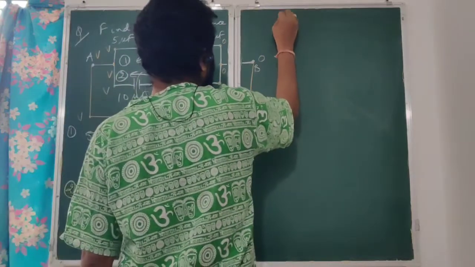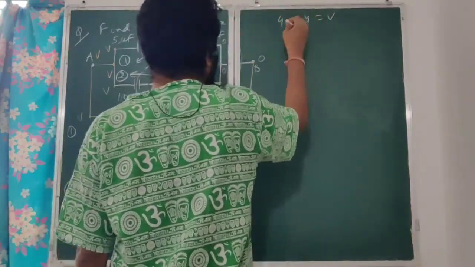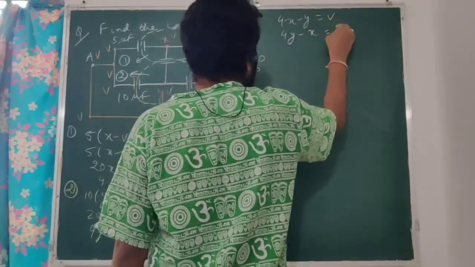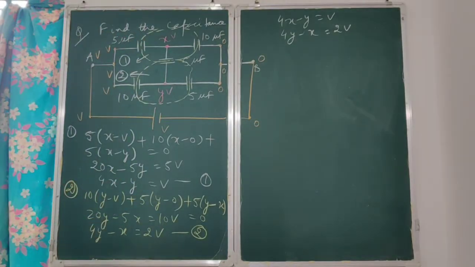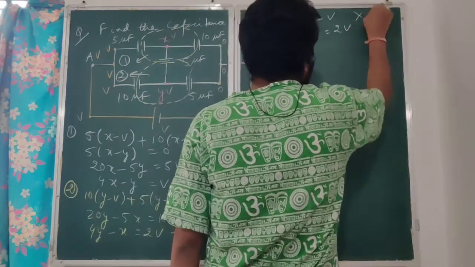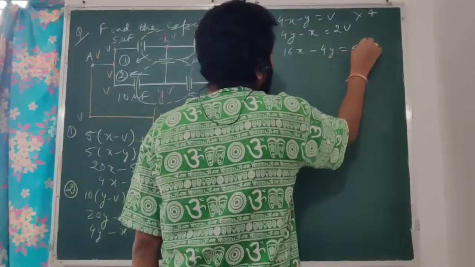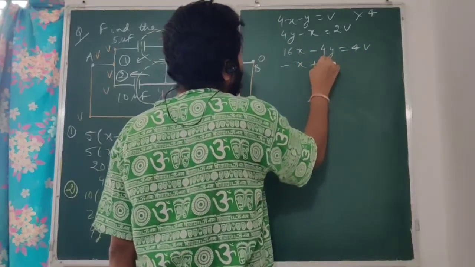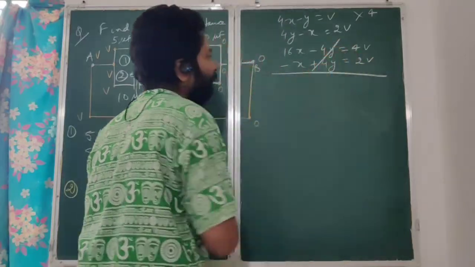So my first equation was 4x minus y is equal to v. Second equation was 4y minus x, and that is equal to 2v. In order to solve this, I multiply the first equation by 4. So what we will get is 16x minus 4y is equal to 4v, and the second one is minus x plus 4y is equal to 2v. Now add both these equations.